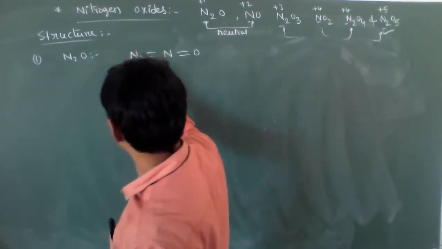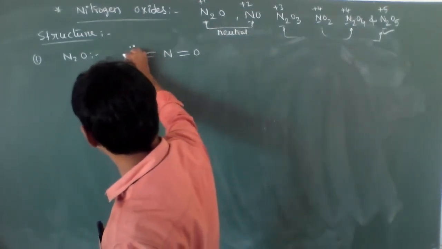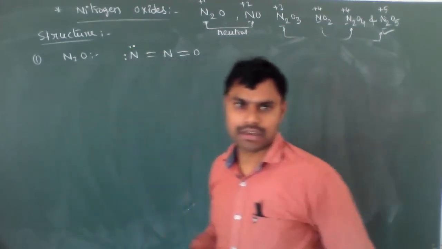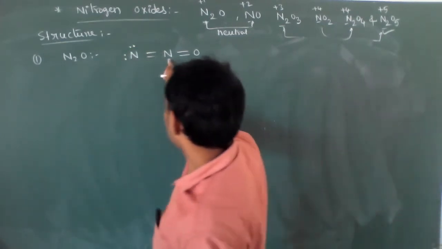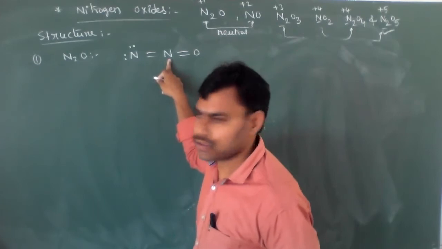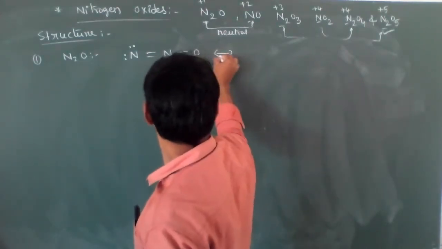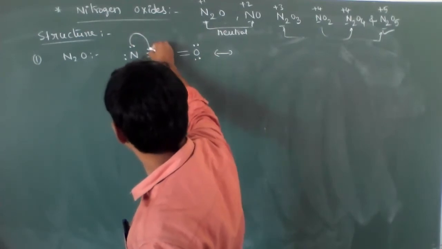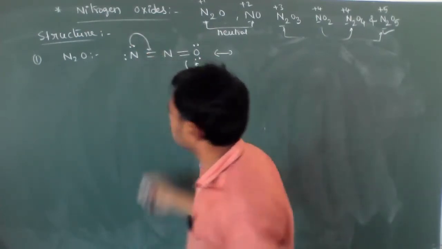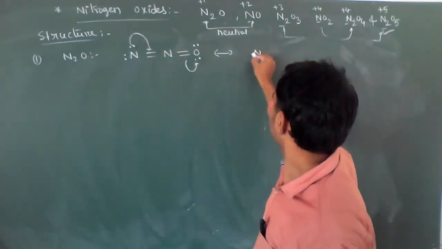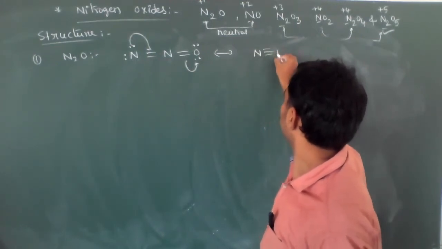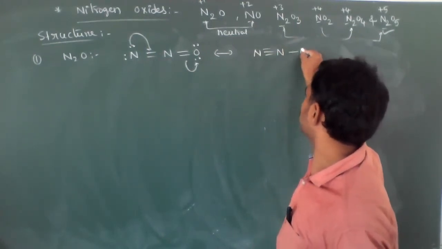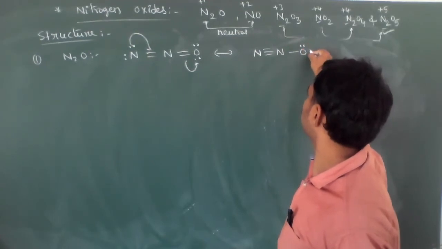See, this nitrogen has only two bonds. The remaining two lone pair electrons are present. And the middle nitrogen has a covalency of 4. So these are the Lewis dot structures. If these lone pair electrons migrate towards the oxygen side, then between nitrogen there is a triple bond, and between nitrogen and oxygen a single bond is present.